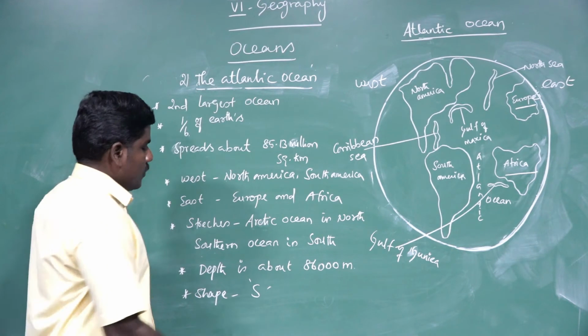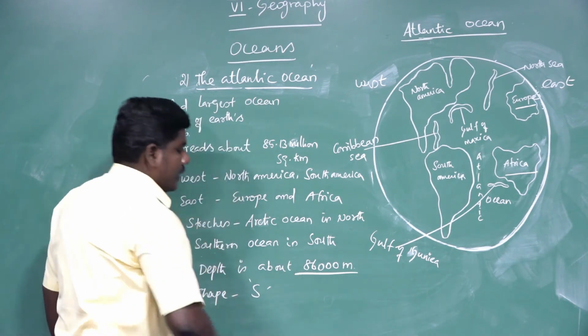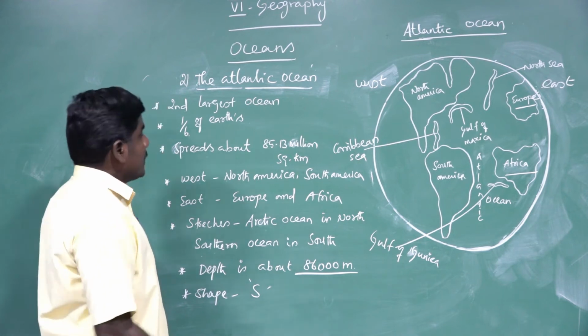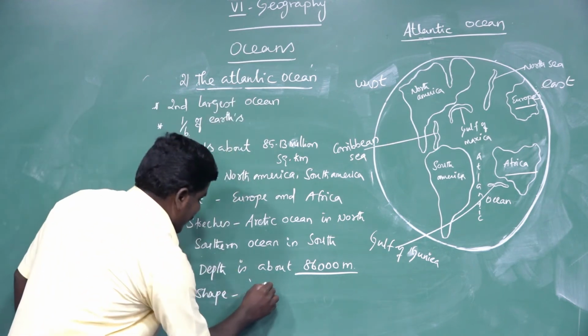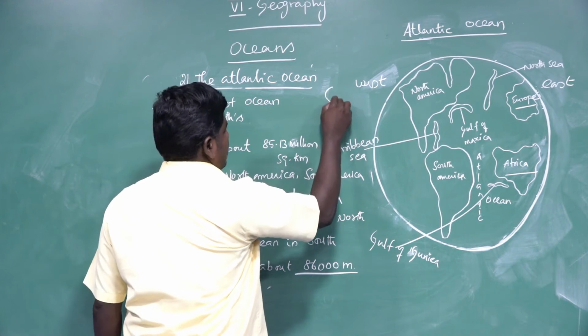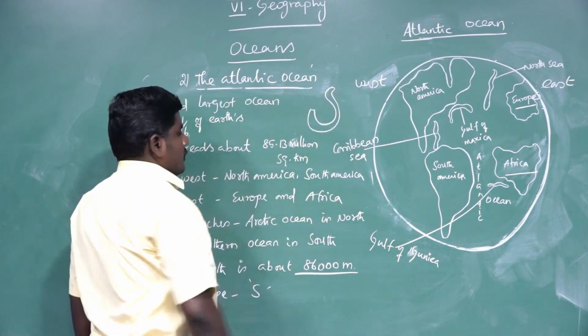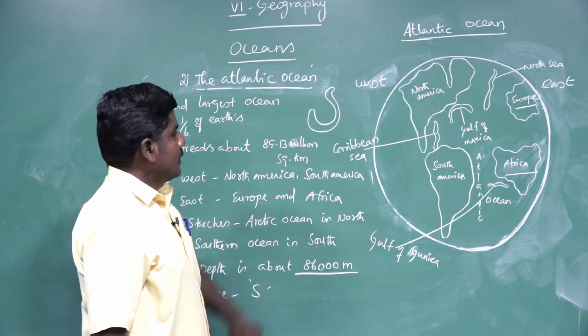The depth of the Atlantic Ocean is 86,000 meters. The shape of the Atlantic Ocean is the letter S.